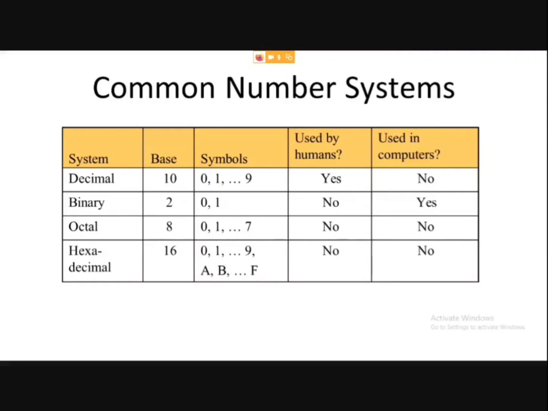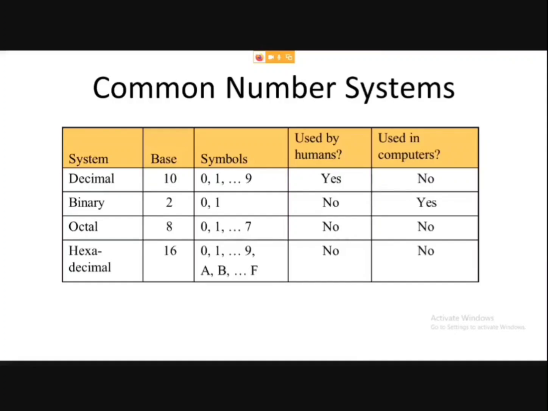So for decimal, we are all aware that the 10 symbols are 0 to 9. For binary, these symbols are 0, 1. And similarly for octal 0 to 7, similarly for hexa 0 to 9, and 10 to 15 are represented by A to F. So are these used by humans or not.